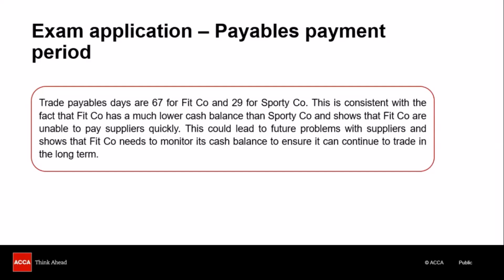Continuing with the statement, and shows that Fit Company are unable to pay suppliers quickly. So now this is a problem, that they have a lower cash balance and it is being reflected in their trade payable days also. This could lead to future problems with suppliers and shows that the company needs to monitor its cash balance to ensure it can continue to trade in the long term. So this was a relatively straightforward analysis. However, if you had missed out this cash part, the marks would have been half. Just by linking it to the cash balance and showing the kind of trouble that they are in, we create the linkage and we get full marks.